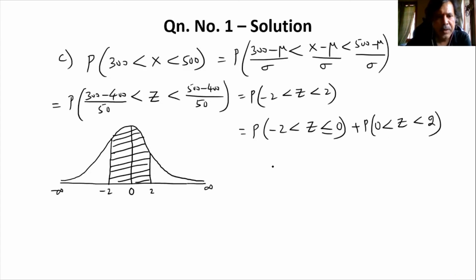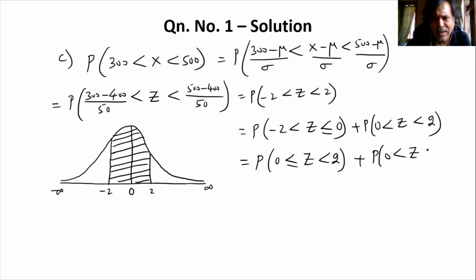less than positive 2. Again, we know the normal distribution is symmetric on both sides, which means the area from negative 2 to 0 will be the same as 0 to 2. So I can rewrite this as 0 to 2, and this is again 0 to 2. The only difference is that one has an equality sign and one does not. That doesn't matter. We have to simply go for the area if the Z value is 2.